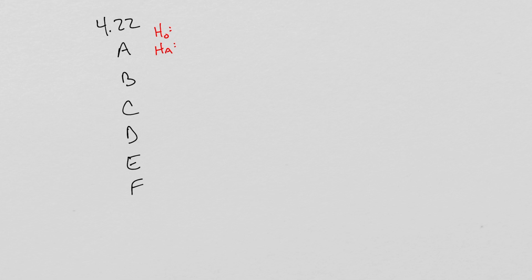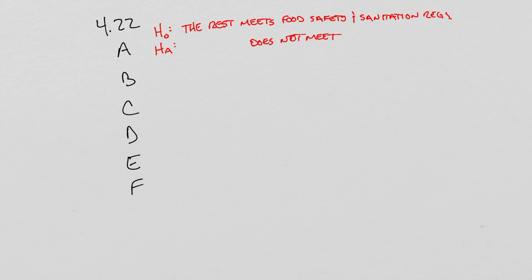For the null hypothesis, the restaurant meets food safety and sanitation regulations. And the alternative is the restaurant does not meet food safety and sanitation regulations.